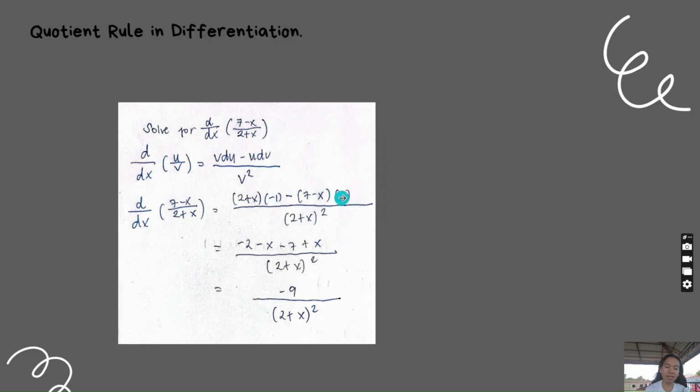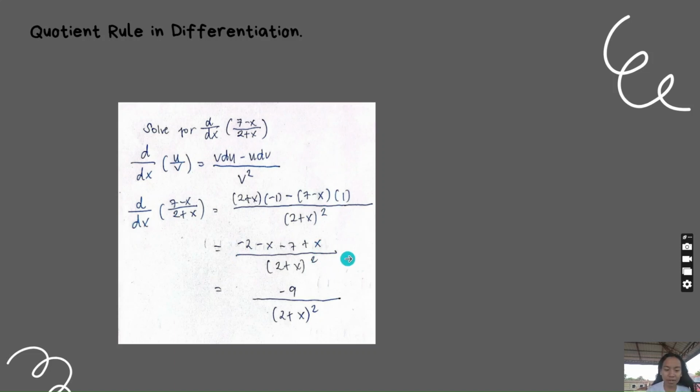And on the other side here, copy the operation minus, and then copy the u, which is 7 minus x, and then the derivative of v, which is 1, all over 2 plus x squared. And then simply multiplying 2 plus x times negative 1, that gives us negative 2 minus x, and then multiplying negative 7 times 1, that's negative 7, and then negative times negative x times 1, that's positive x.